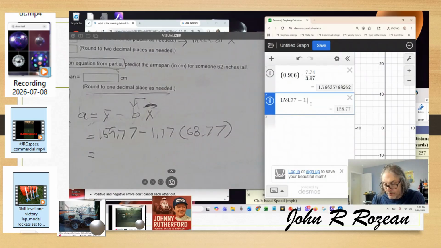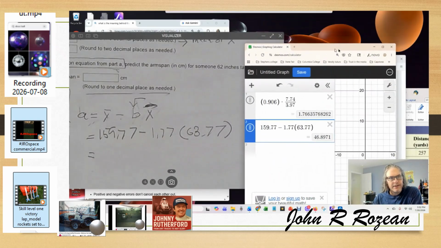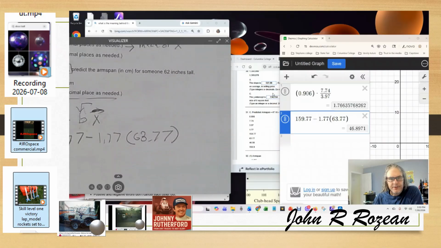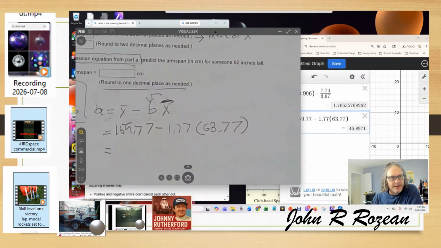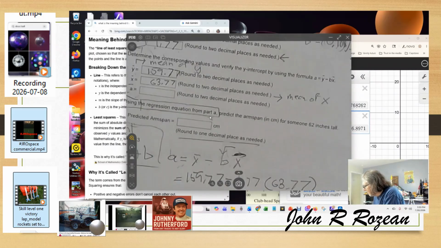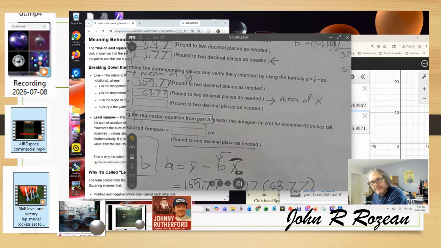159.77 minus 1.77 times 63.77. So that should be our y-intercept. So 46.90, and then what was the other one in here? There must have been another problem or another question. So anyway, we got that one, 46.